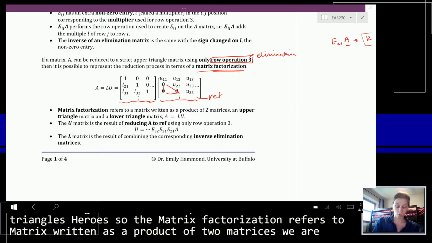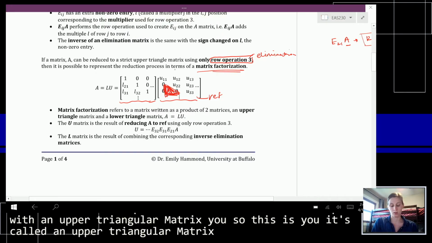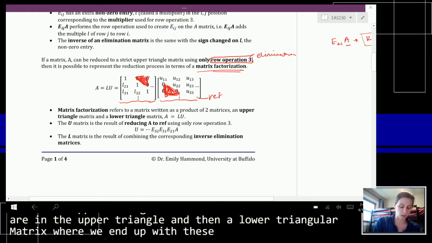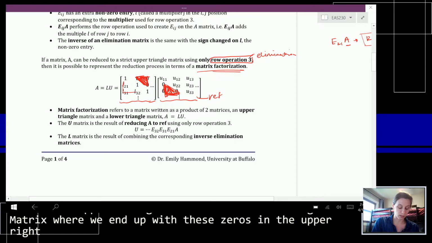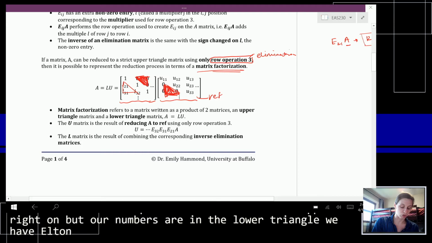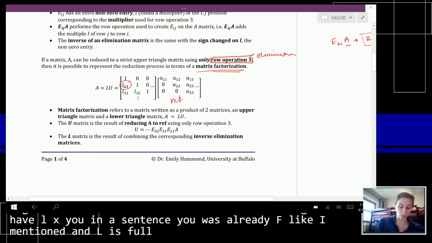We end up with an upper triangle matrix, U. So this is U. It's called an upper triangle matrix because our numbers are in the upper triangle. And then a lower triangle matrix, where we end up with these zeros in the upper right, but our numbers are in the lower triangle. So we have L times U in this instance. U is REF, like I mentioned, and L is full of my multipliers.